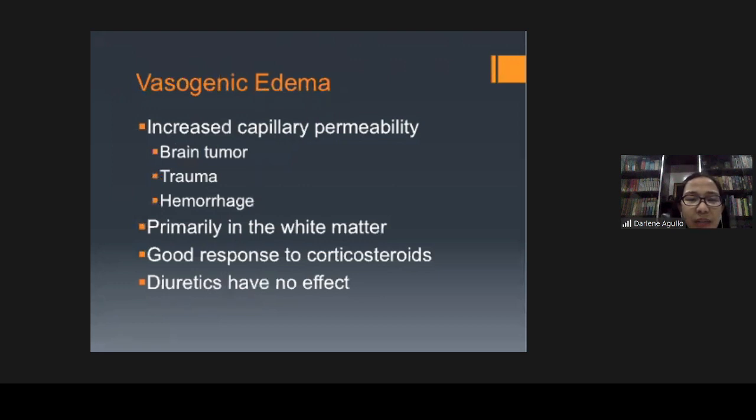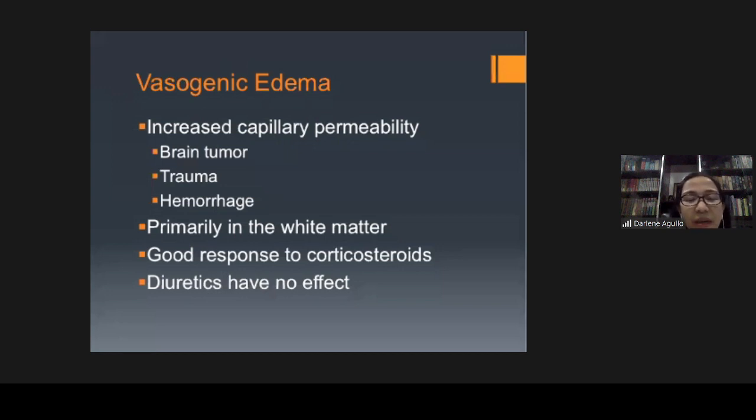Okay, so vasogenic edema, this occurs when there's failure of tight junctions and astrocyte processes which normally maintain an adequate blood-brain barrier. So in patients with brain tumor, trauma, hemorrhage, there is increased capillary permeability. So vasogenic edema is seen primarily in the white matter.